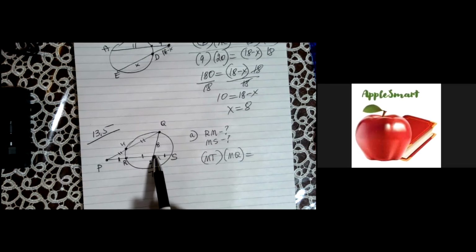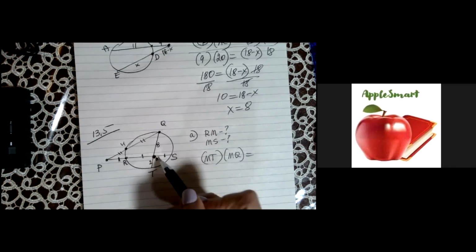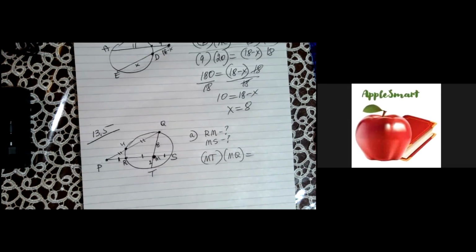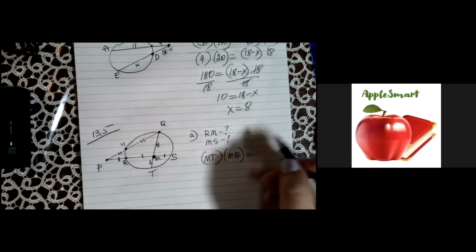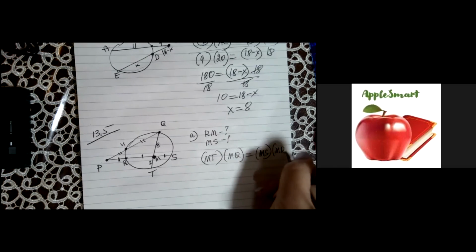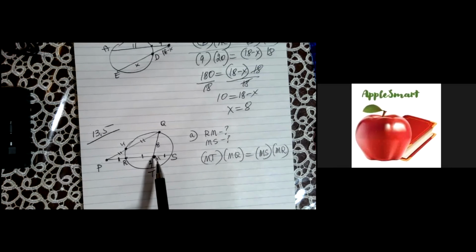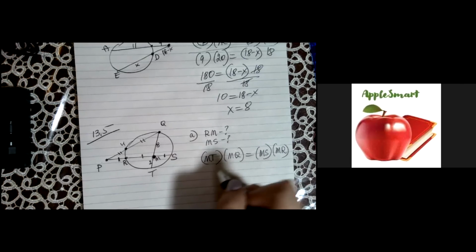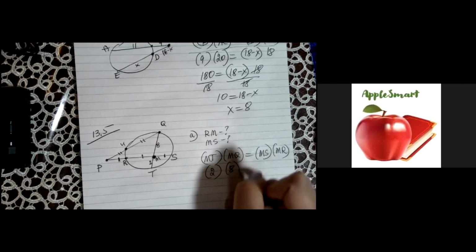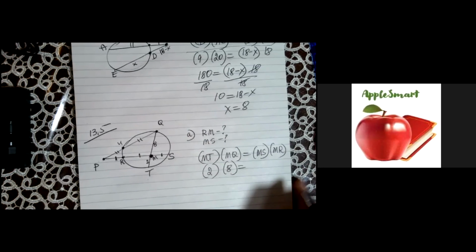Guys, if point M is the power of a point, then MT times MQ should be equal to MS times MR, no? Right? MS times MR. Now, MT is given. MT is 2. MQ is given. It is 8. Must be equal to MS times MR.